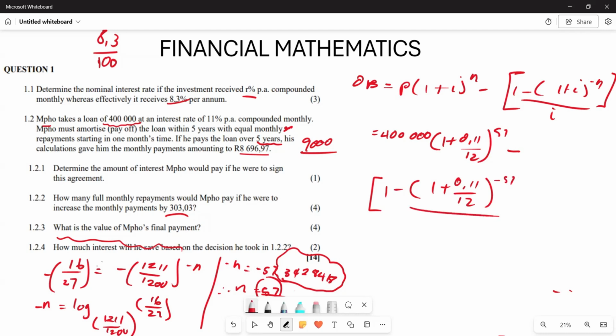Then this is divided by what? This is divided by 0.11 over your 12, altogether. And now from here, you're going to calculate the outstanding balance. From your outstanding balance formula, what is it that you're going to get? If you plug everything into the formula, what are you going to do? Let's plug in and see.